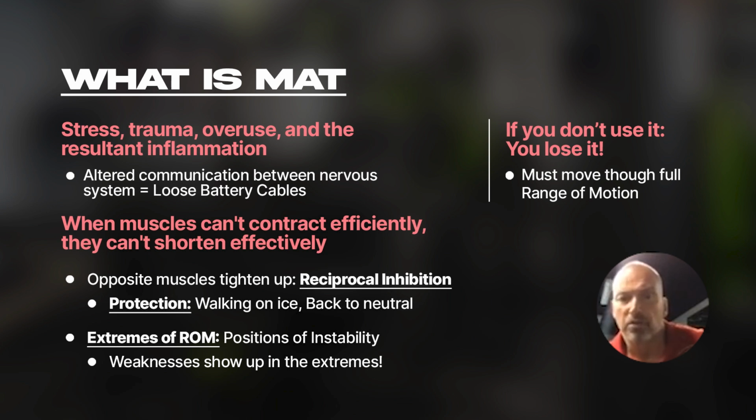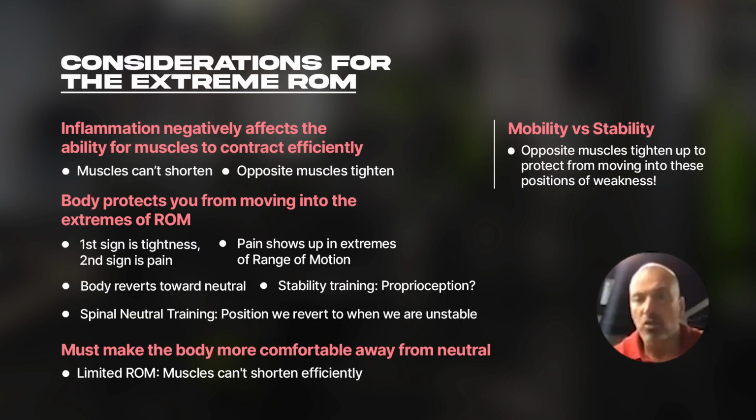make them more functional. Because the whole key is when you have muscle dysfunction, that whole idea, if you don't use it, you lose it. If you don't train muscles through their full ranges of motion and you abbreviate ranges of motion, you're going to lose the efficiency of muscle contraction. And so that's basically what we're going to look at here as we talk about glute and abdominal training. So again, inflammation alters the communication. Muscles can't shorten. The opposite muscles tighten up.